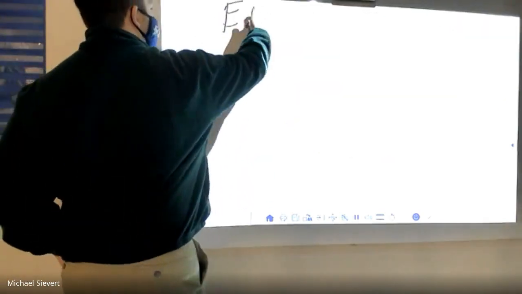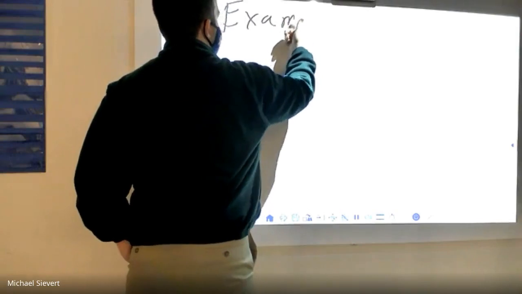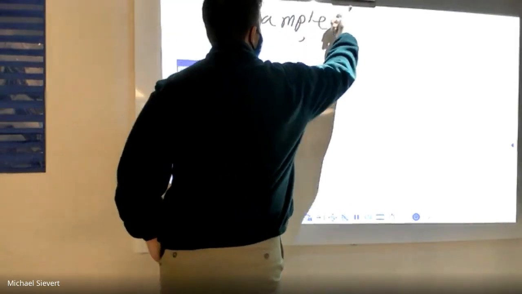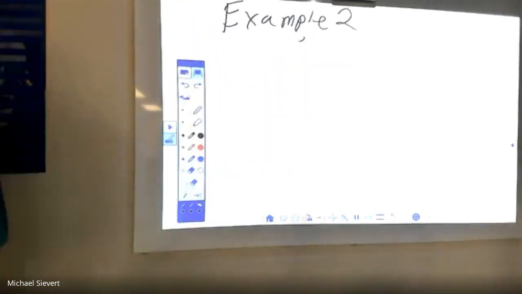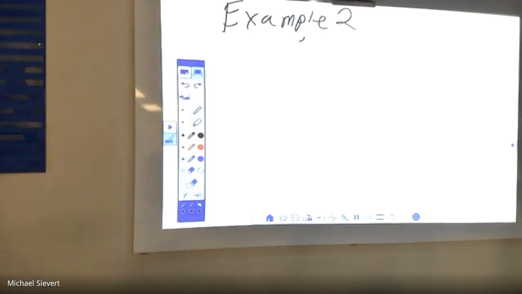Example 2. My goal is to go through 2 addition and 2 subtraction, because your exit ticket will be about subtraction.